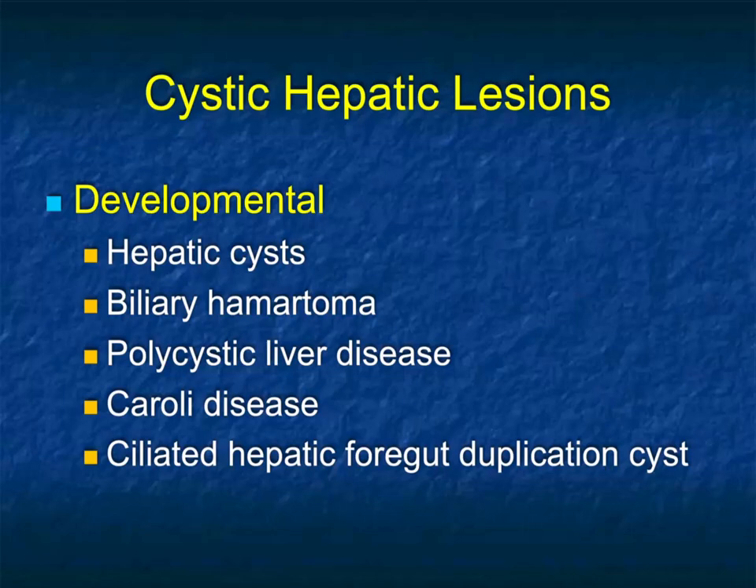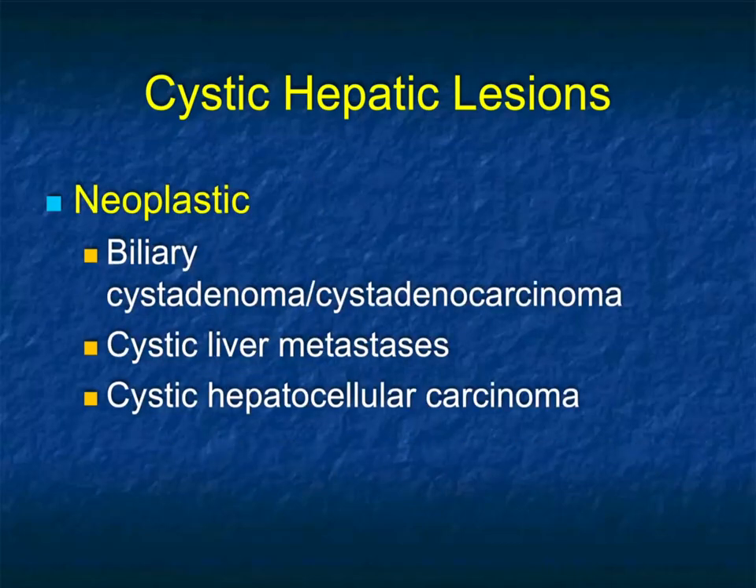When you think about cystic hepatic lesions in general, developmental is one category. Hepatic cysts are the most common. Then biliary hamartomas, polycystic liver disease, often associated about half the time with polycystic kidney disease, Caroli's disease, and the unusual ciliated hepatic foregut duplication cyst. We'll speak about neoplastic lesions, the biliary cystadenoma, cystadenocarcinoma category. Remember, we used to look at these cystic lesions with nodules and try to determine which were benign and which were malignant. Now all of these need resection because they're considered malignant.